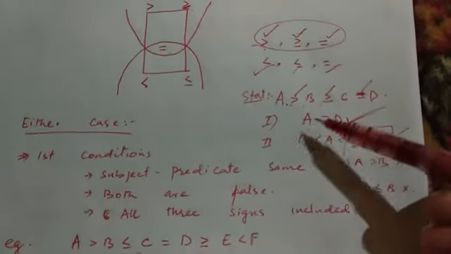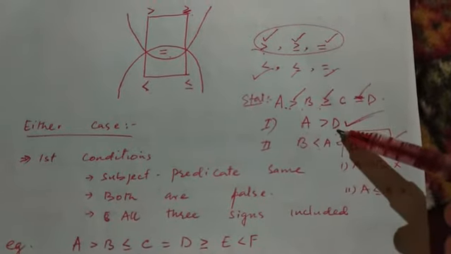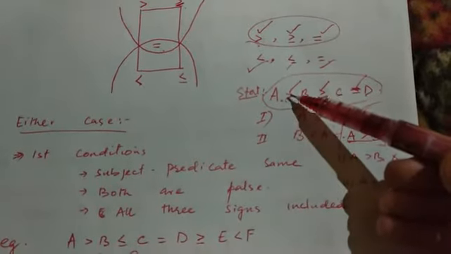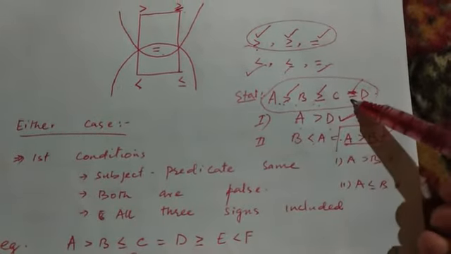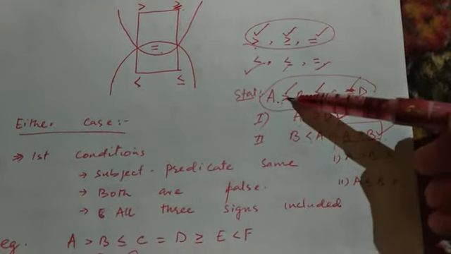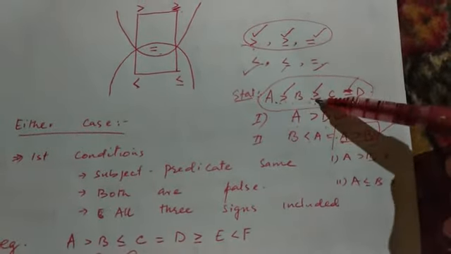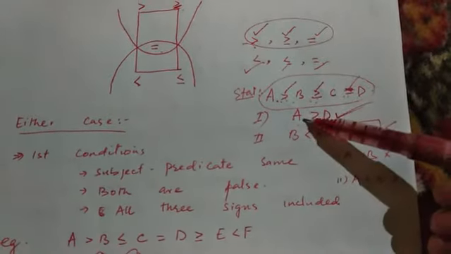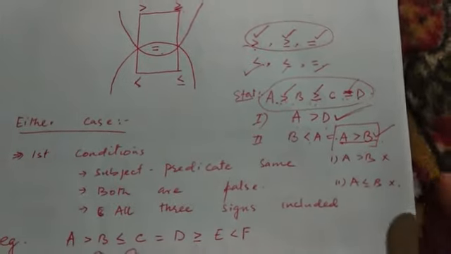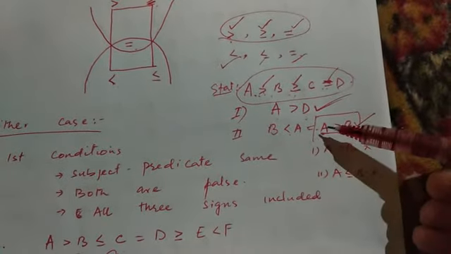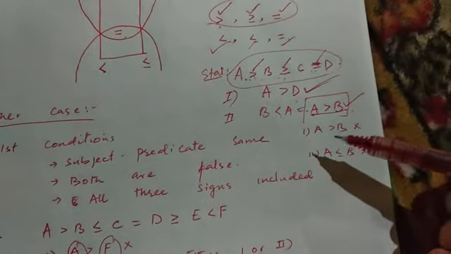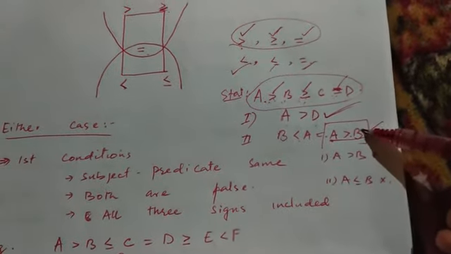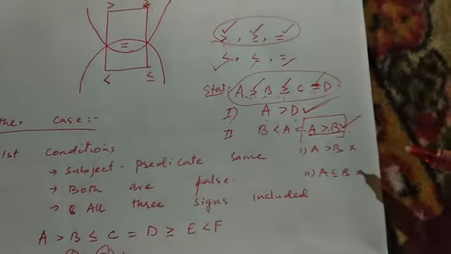So from this we have to see if A is greater than D, we have to check this from this statement. So there are three signs: greater than, greater than or equal to, and is equal to. In these three signs, the first preference is given to greater than. So A is greater than D is true. In the same way, A is greater than B, so this is also correct. So both the conclusions follow.